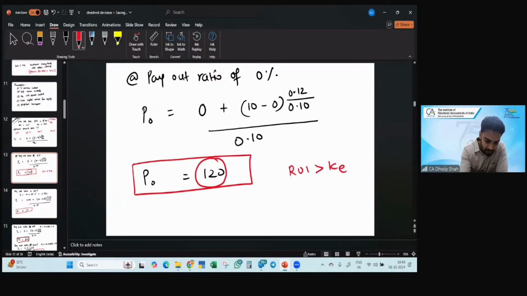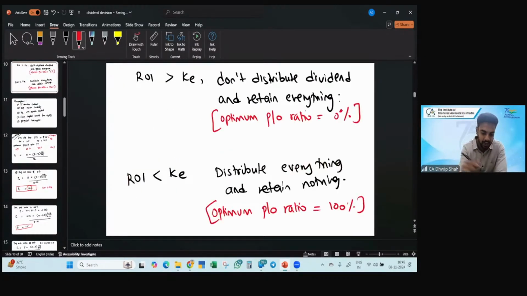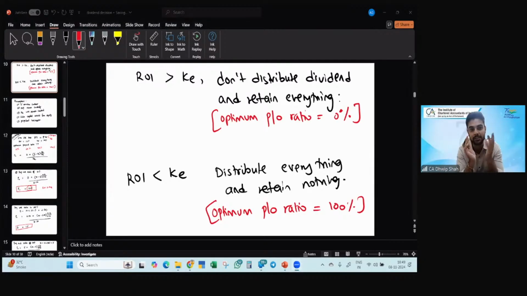Read this. When ROI is greater than KE, optimum payout ratio should be 0%. आ गया उसमें highest market price. Did everyone understand this? Because company has more earning capacity than equity shareholders have. So why to give to them? Yes, 75% by 105. Correct.